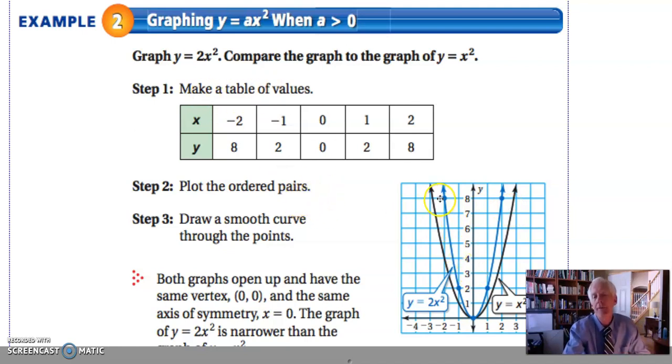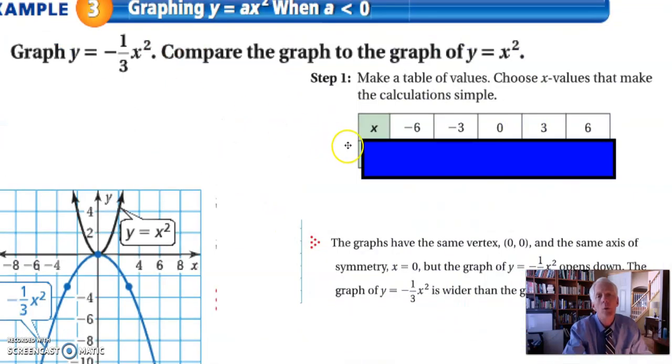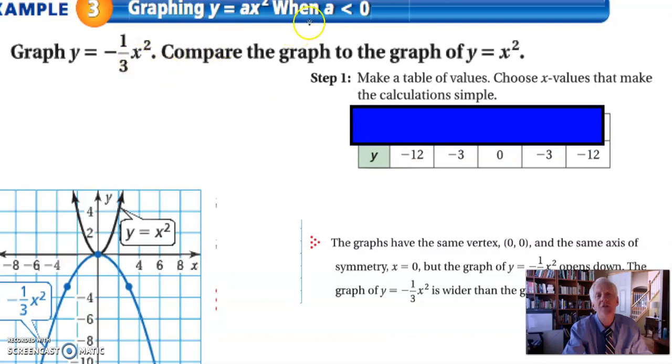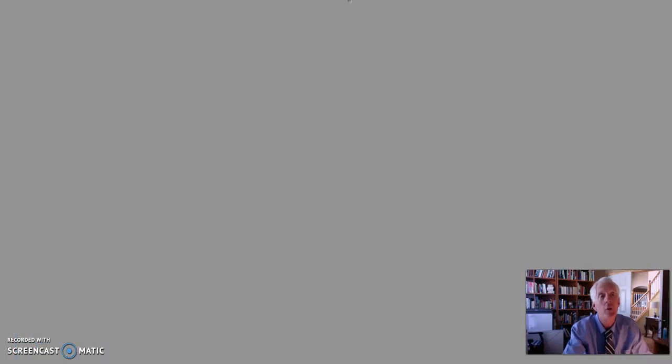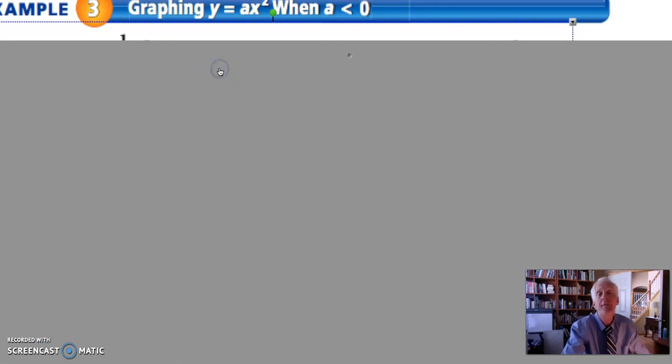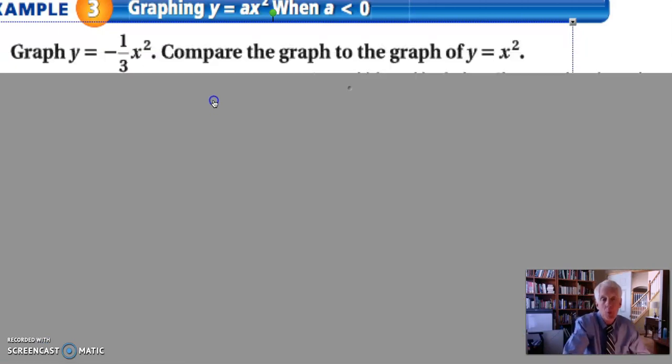You're going to be able to graph a quadratic function. You only need a couple of points, comparing it to the parent function. That's when a is greater than 0. We're also going to do when a is less than 0, which is negative, and that's going to cause a little bit of an issue for some of us, because negatives are a pain, as we know. So when we graph this one, I want you to try this one also. We're going to graph y equals negative 1/3 x squared and compare it to y equals x squared.